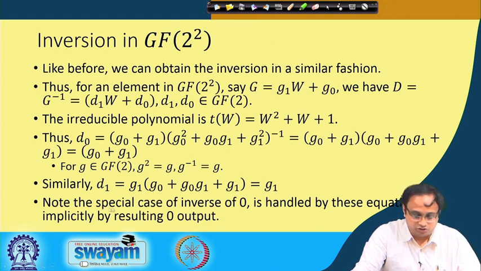Note that the special case of the inverse of 0 is handled by these equations implicitly, because if my input is 0, my output is 0. If I plug in an input, say D1W plus D0, and I want to calculate the inverse of G1W plus G0, where both G0 and G1 are 0, then your D1 will be equal to G1, which is 0, and D0 is equal to G0 plus G1. Since both of them are 0, you still get 0. So, these equations implicitly tackle the special case of 0 inverse being 0. For other cases also it correctly calculates.